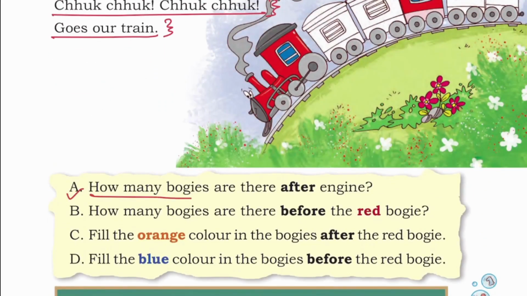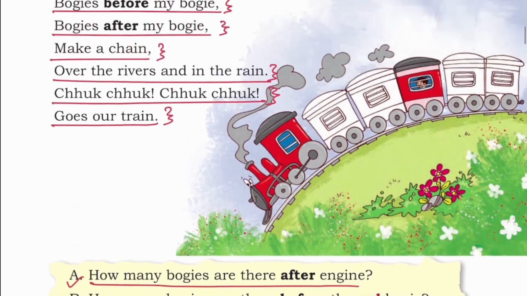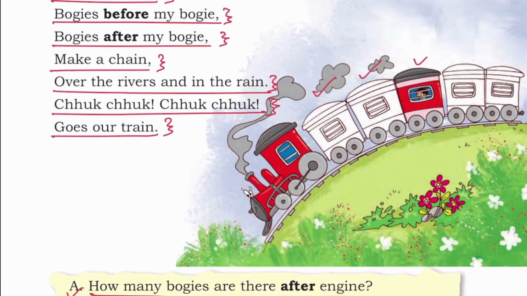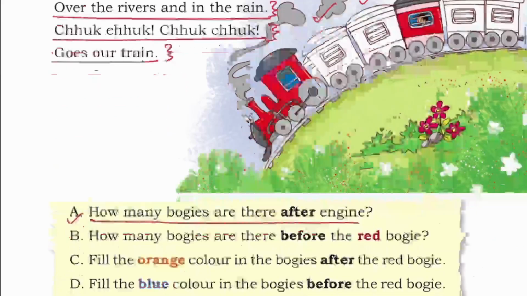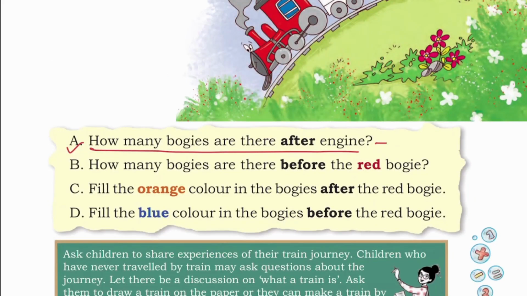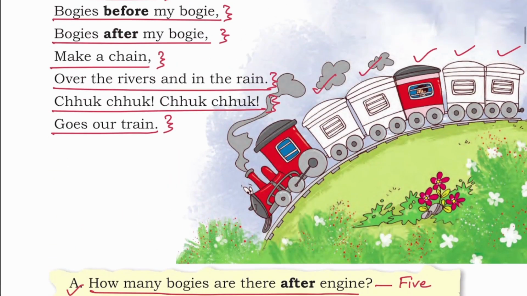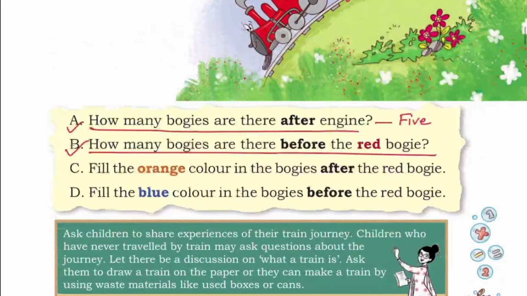A. How many bogies are there after the engine? You can see 1, 2, 3, 4, 5. 5 bogies after the engine. B. How many bogies are there before the red bogie? You can see 1, 2. 2 bogies before the red bogie. The answer is 2.